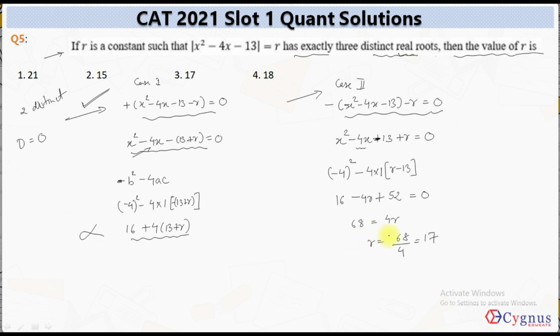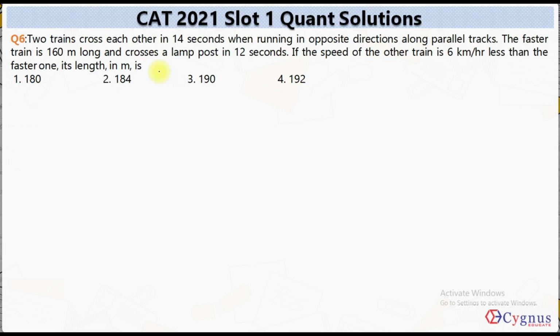That means if you put r equal to 17 in this case, you'll get 2 equal roots. They are not distinct, they are equal. So I'll get 2 distinct roots from first case and 1 root from second case. That makes exactly 3 distinct roots. So what should be the possible value of r? It should be 17. Again, this was a very good question. Let's move on to the next one.